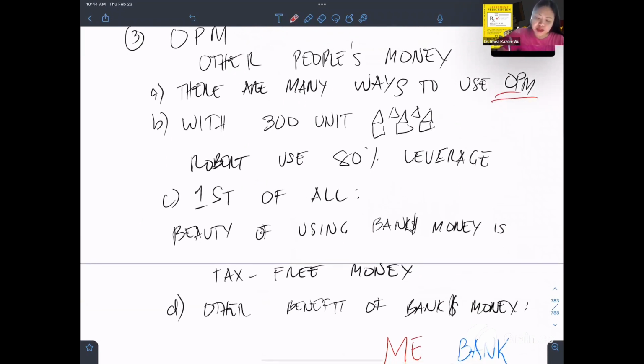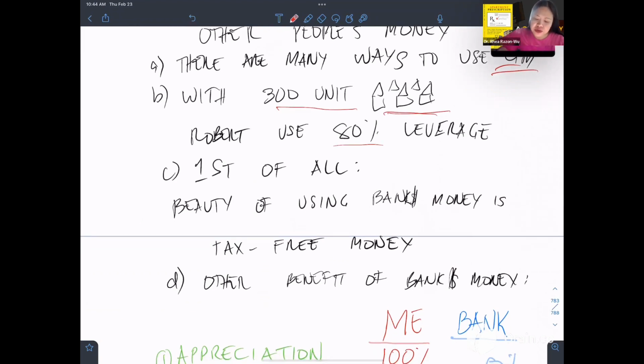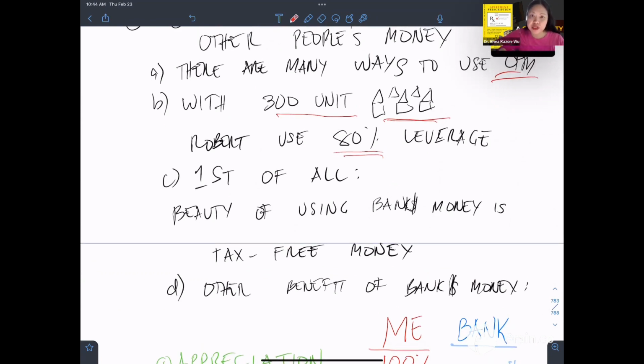Now, with the 300 apartment unit that Robert bought together with his partners, Ross and Ken, Robert used 80% leverage. Now, what does 80% leverage mean? So if we remember, for example, 100,000, this is just an example, is the cost of the property. 80,000 is the leverage that Robert used, and this is other people's money coming from the bank.